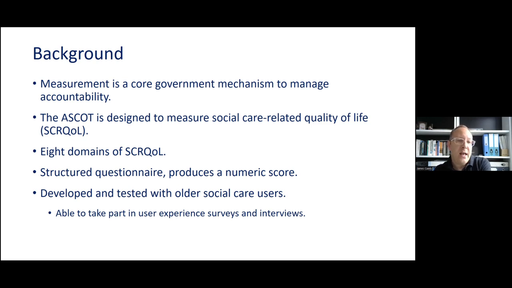It's a structured questionnaire. It produces a numeric score which we can use for quantitative analysis. It was developed and tested with older social care users, and crucially, it was developed with those that were able to take part in the user experience surveys and interviews.